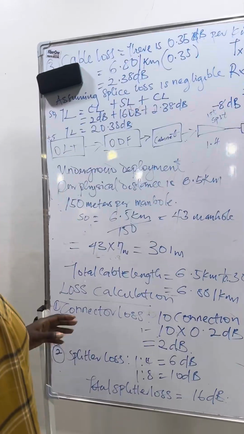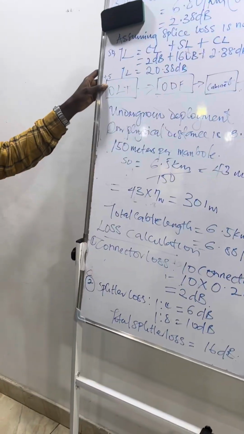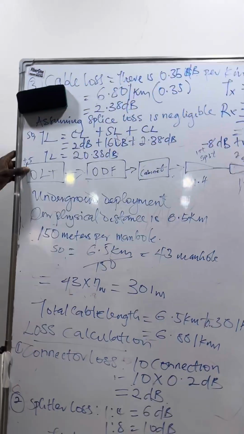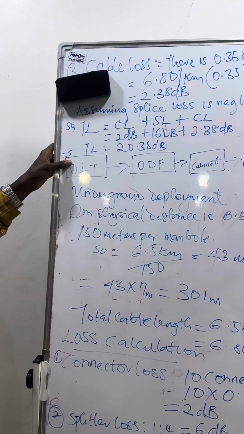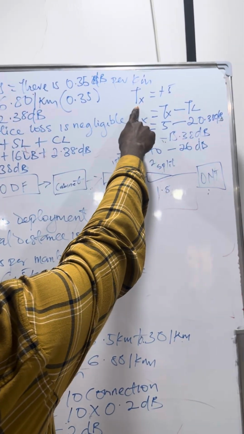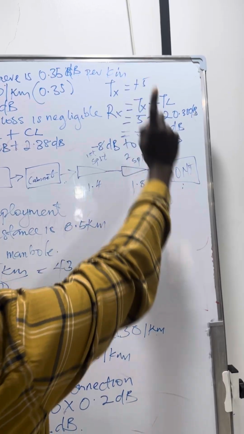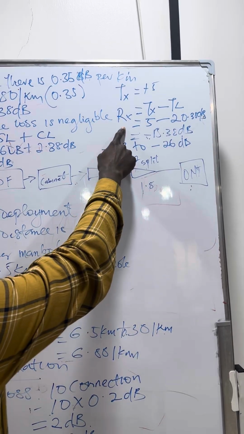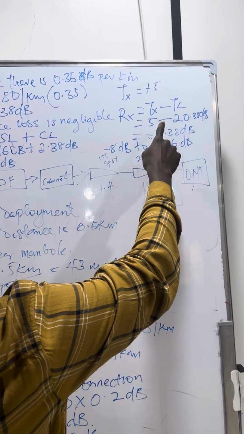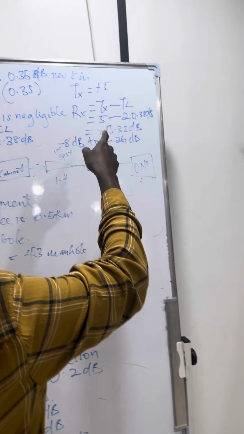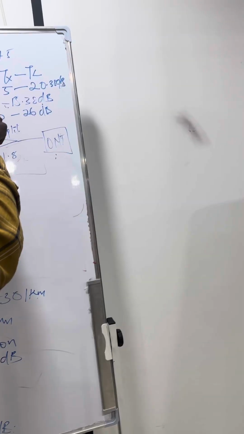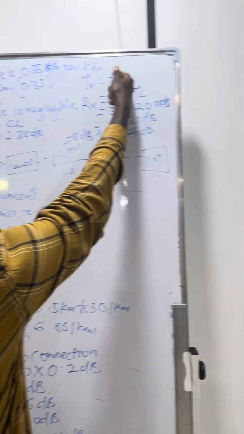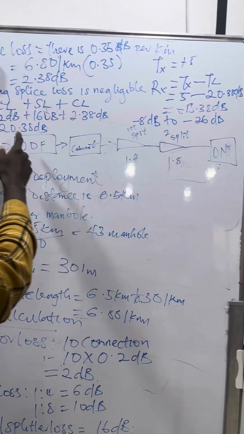Now, we want to determine the receiving power. From the OLT, the optical power that is being transmitted out, in this case, we are taking it to be +5 dBm. So we represent that transmitter power with Tx equals +5. The formula for receiving power is, Rx equals Tx minus TL, which means transmission power minus total loss, where our transmission power is 5 and our total loss is 20.38 dB.